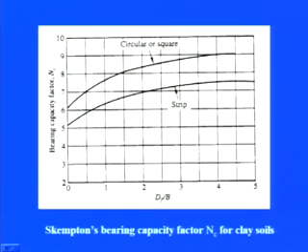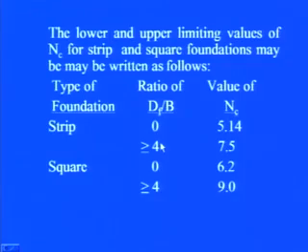Now, this factor NC has been found to vary with the shape of the foundation as well as the depth at which it is placed. So, here there is a chart shown by Vesic, that shows Skempton's bearing capacity factors for clay soils. You can see from this plot that the lower and upper limiting values of NC for strip and square foundations may be written as follows.